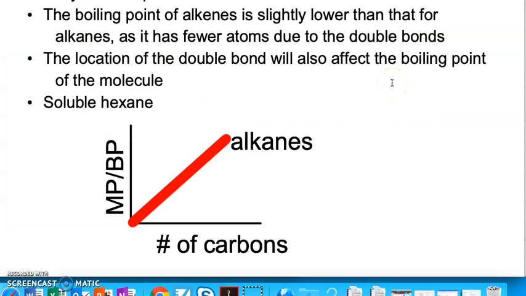So if you think about the melting point and boiling point, we talked about alkanes the other day. We said they followed this pattern. What you're going to find is alkenes follow the exact same pattern, except they're going to be lower, because they have fewer electrons.